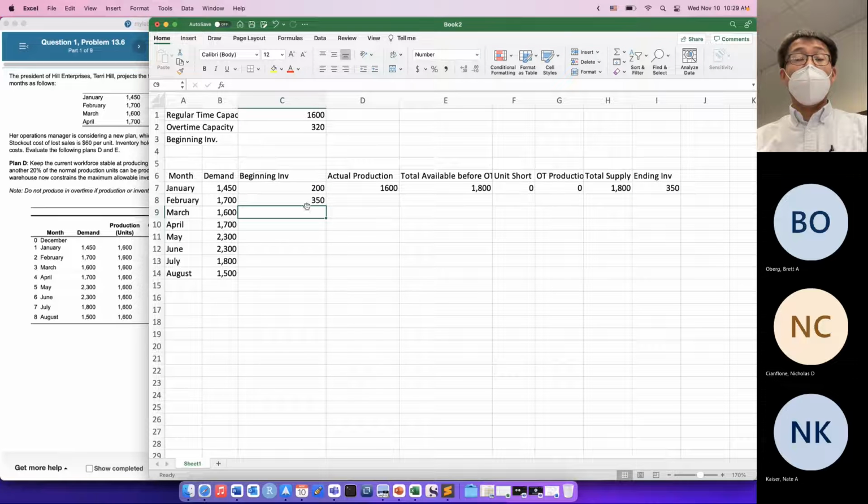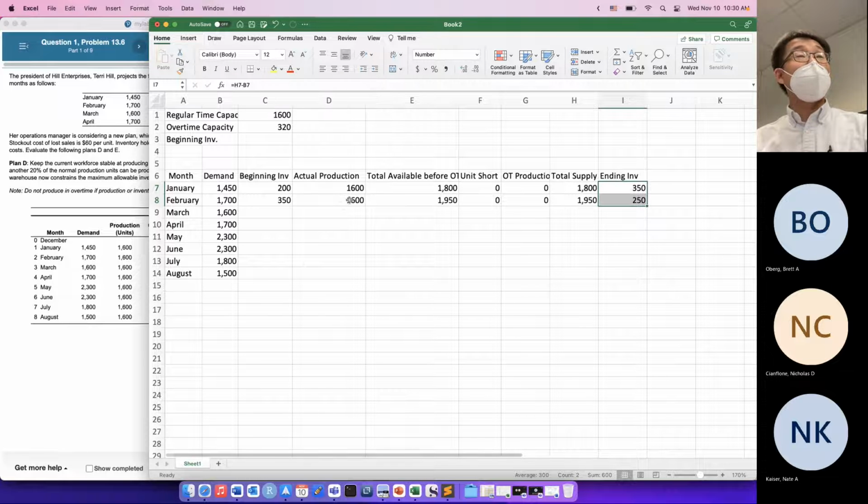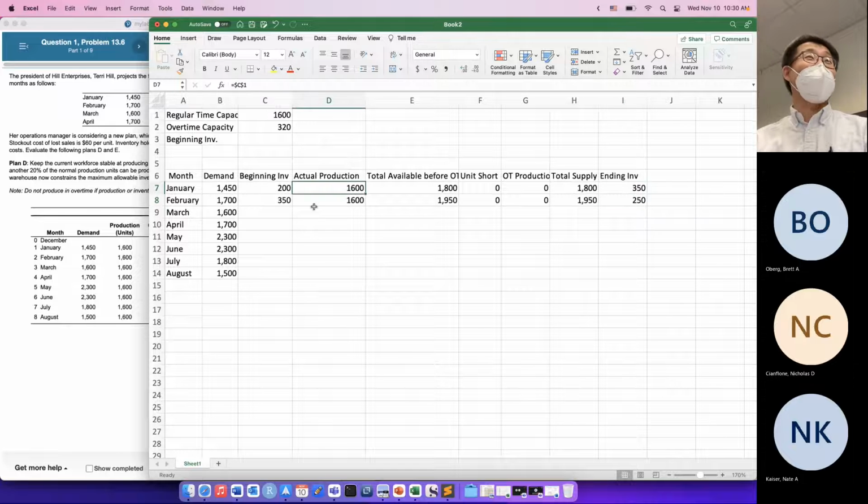Next period, beginning inventory, and you'll repeat the same thing. Total availability, the same. Unit short, the same. Overtime production, the same. And total supply, the same. Ending inventory, the same. If you find that I made some mistake, just let me know, okay? I'm actually taking this as a new problem. I'm not doing this from memory. I can't memorize it because numbers keep changing.